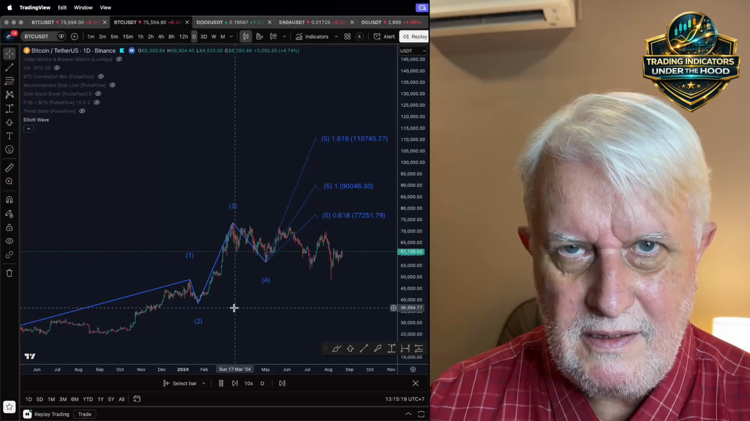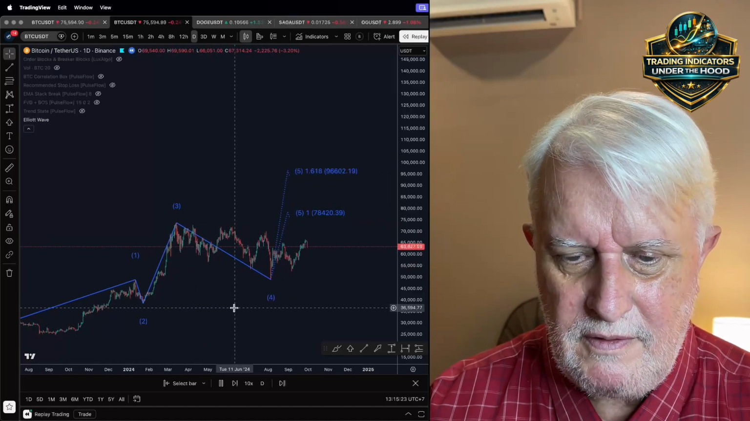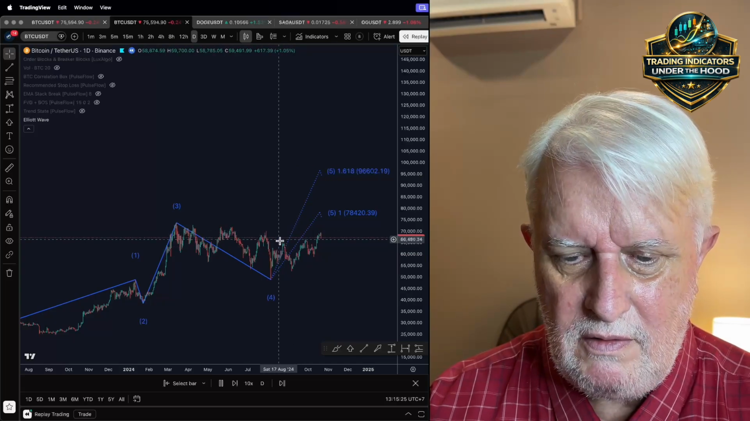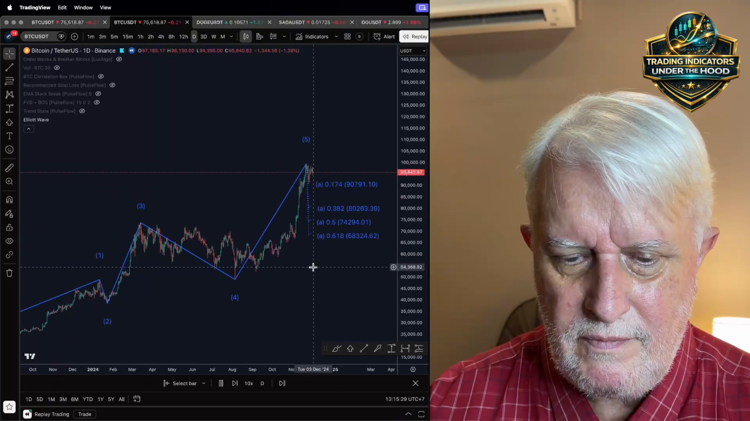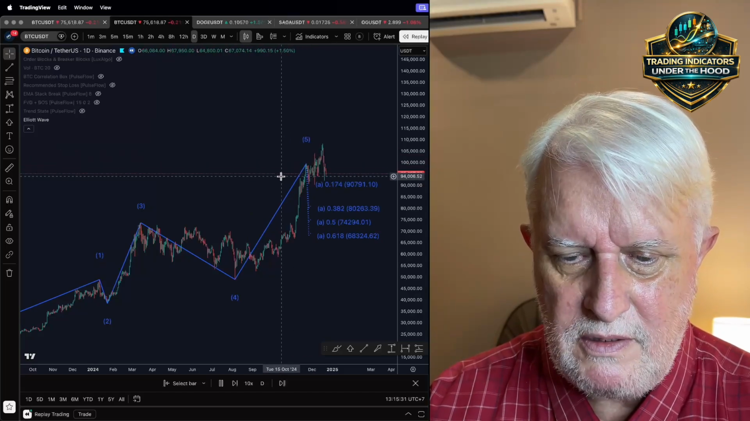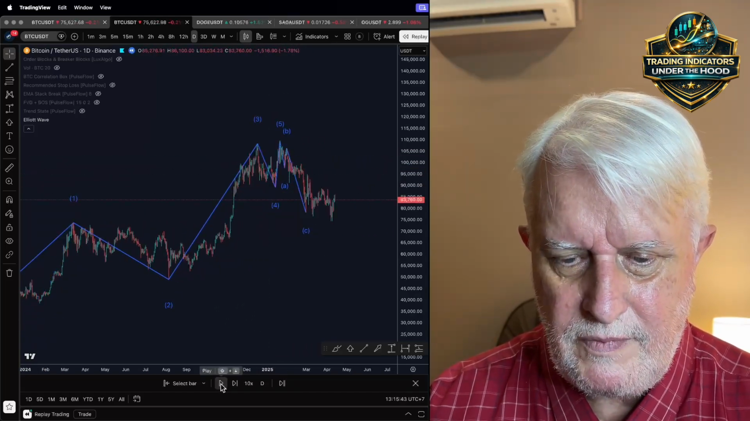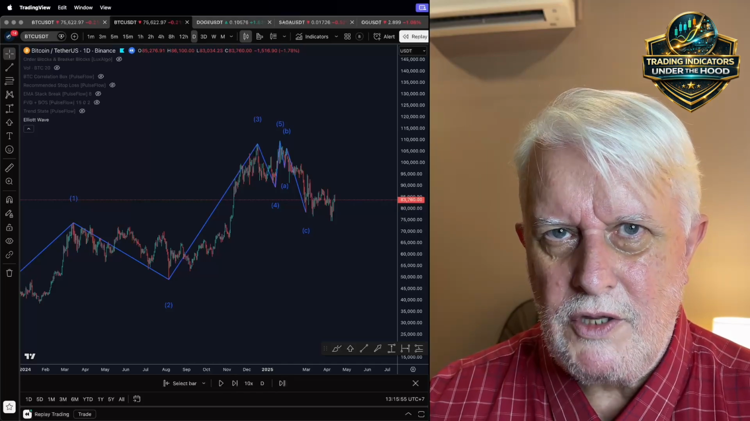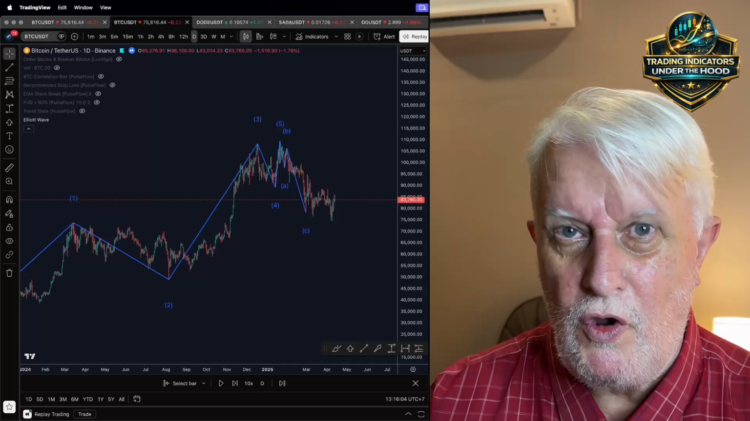Our 4 back. But no, 4's jumped. 5 projected here or here. Oh, 5 now moved. Oh, 5 now snapped. Projecting our ABCs. There you have it, we're back where we started. So the labels have changed, the waves were renumbered, the entire structure was redrawn over and over again.